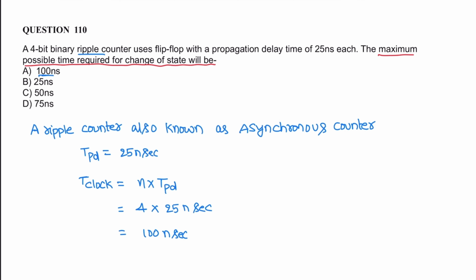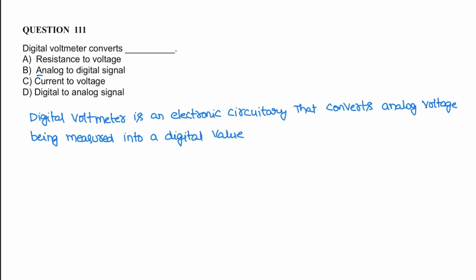Next question. Digital voltmeter. A digital voltmeter is an electronic circuit that converts the analog voltage being measured into a digital value. Correct option is B. Next question.